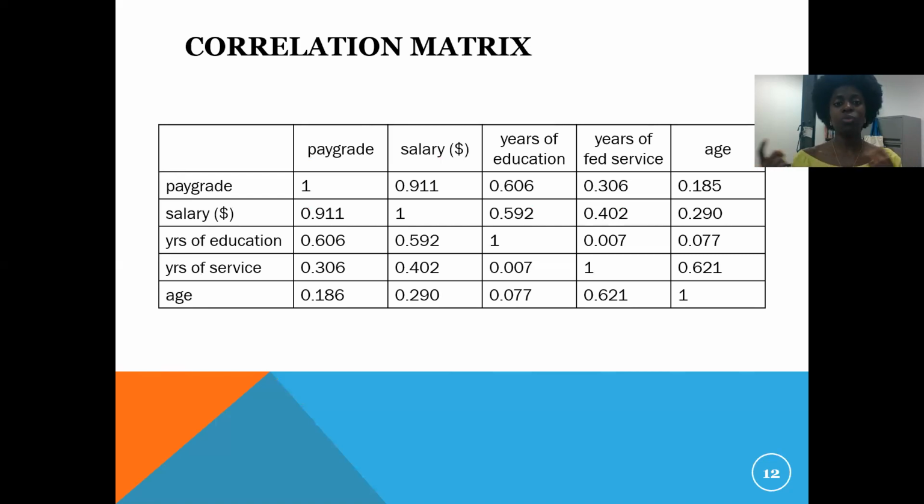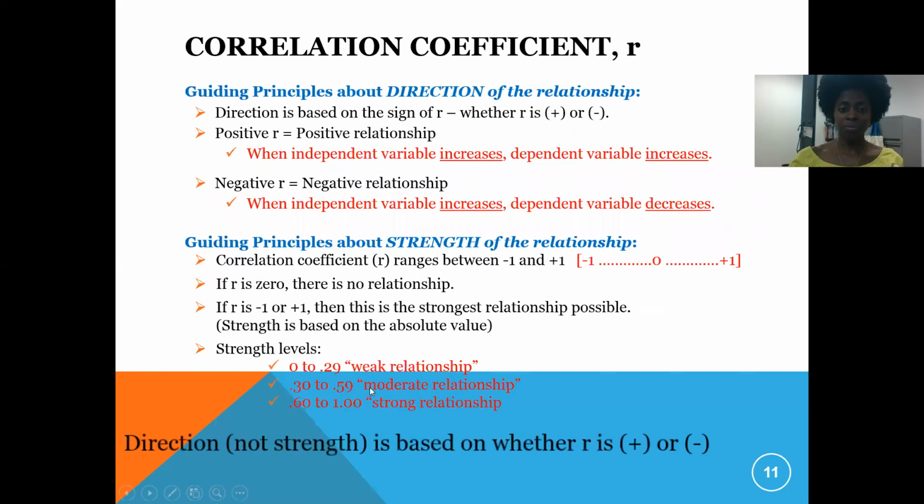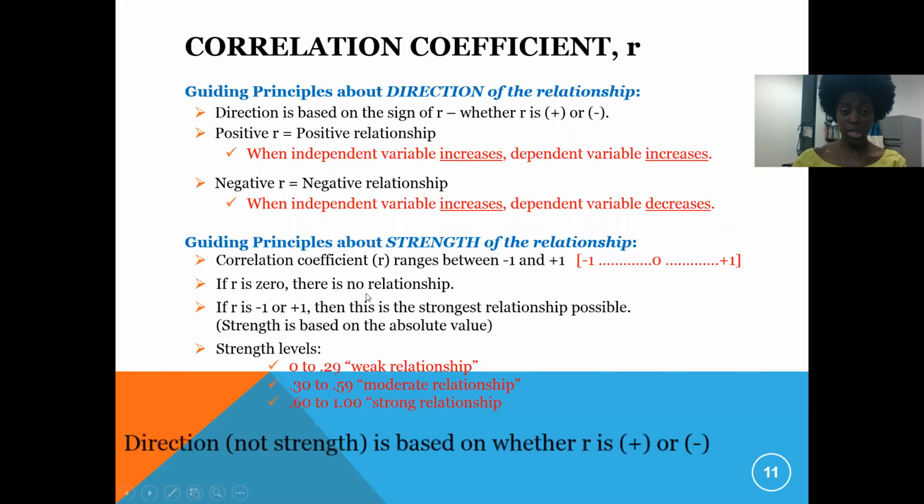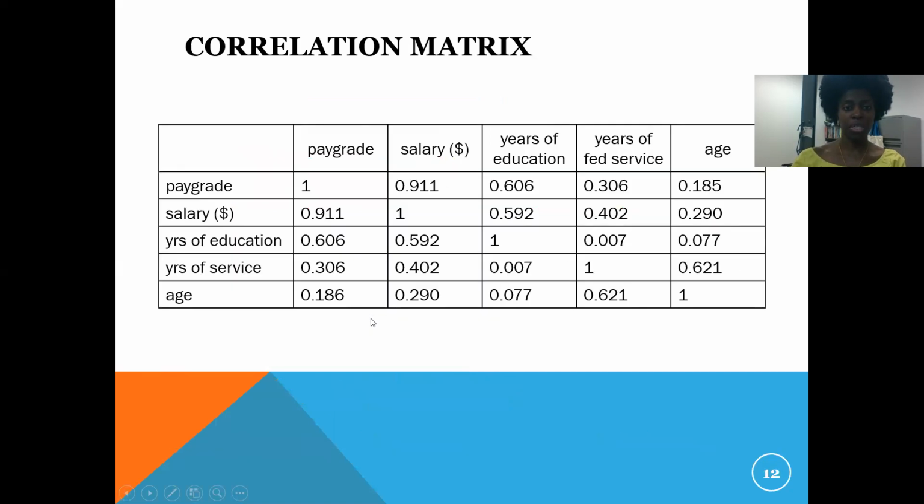So 0.911, positive or negative direction? Positive. Based on this guide, what strength is that? 0.911, we would say strong, right? If it said negative 0.911, hopefully we would also say strong, and we would be correct. 0.911, negative 0.911, both would be strong. Okay, let's go to the next one.